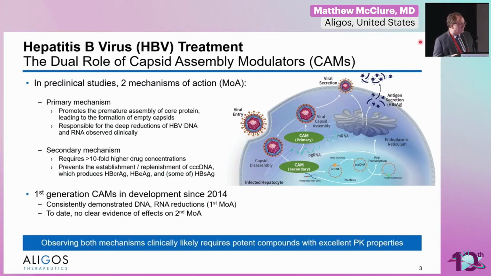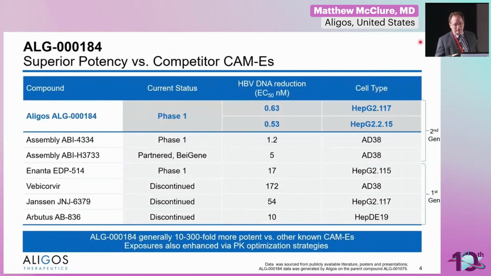It was interesting when I was preparing for this talk: CAMs have been around for a long time, almost a decade now. And basically all we've really seen is these DNA and RNA reductions, which were the first mechanism of action. But we really haven't seen any conclusive evidence about the second mechanism of action. Harry alluded to this earlier today, that some people had even given up on the drug class. They just weren't producing that thing that we expected to see vis-a-vis the secondary mechanism of action. But if we think about the sofosbuvir example, we can put that into context when we look at how our molecule, ALG 184, and other second generation molecules compare versus the earlier CAMs.